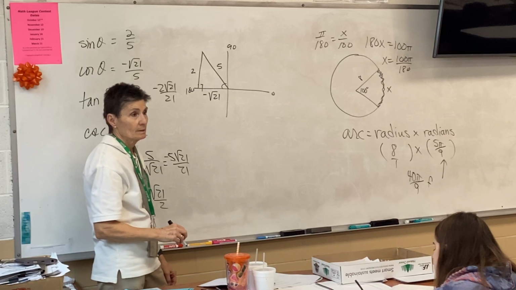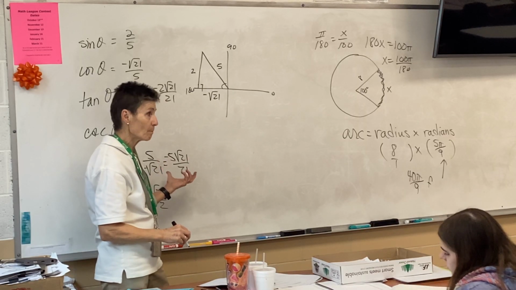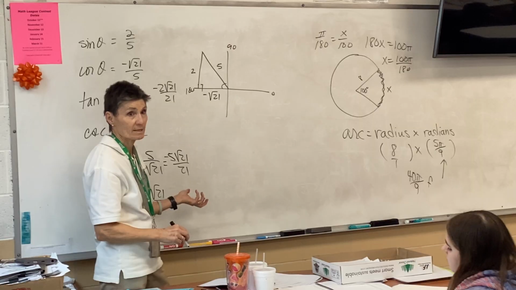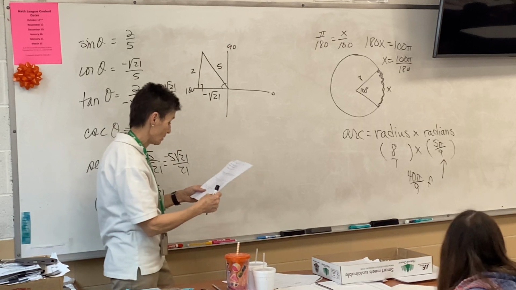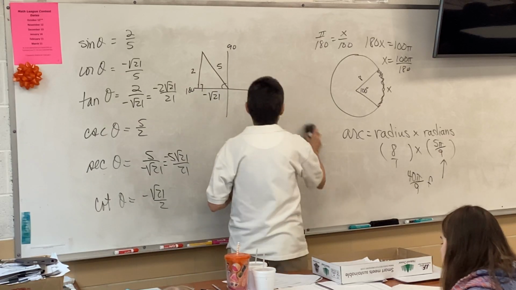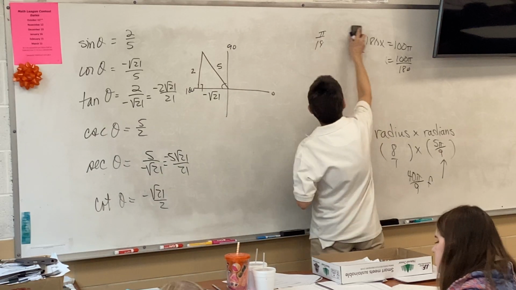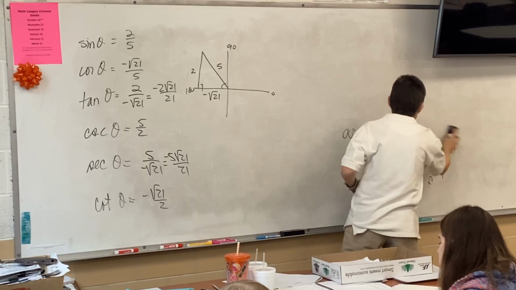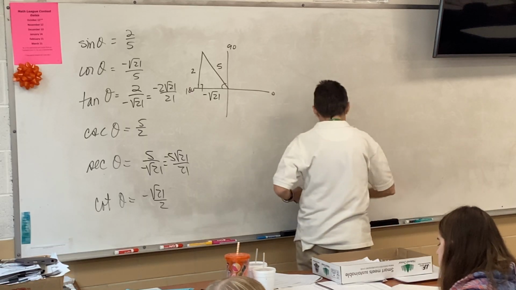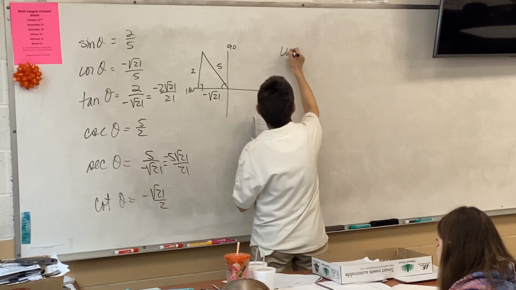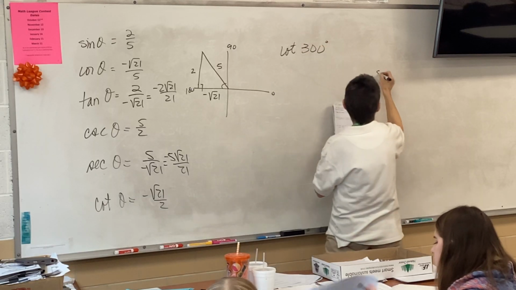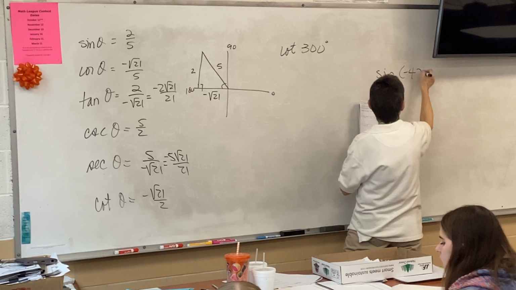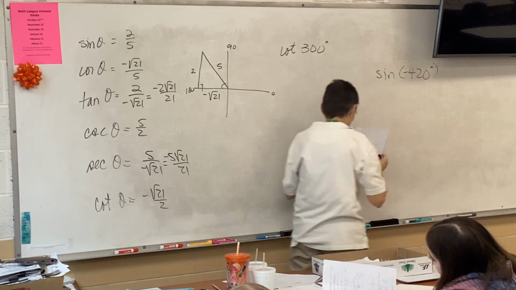Okay. Lots of points in that problem, but lots of ways to lose points if you're not careful. So keep a close eye on what's going on. Okay. Now we have this. Cotangent 300. Sine negative 420. Start there.